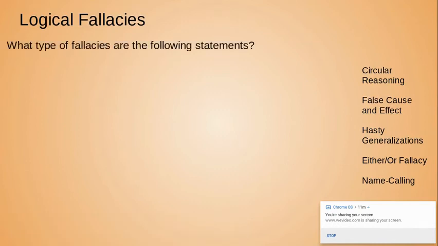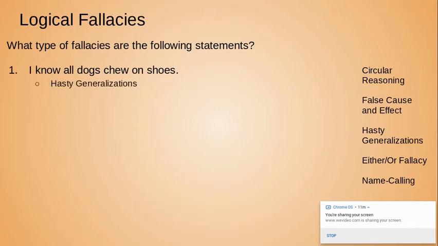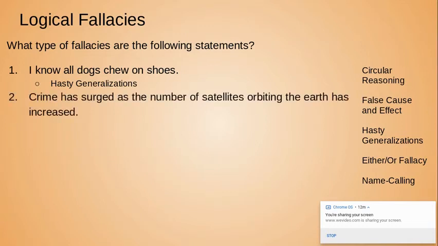Here we go. What type of fallacies are the following statements? Here we go. I know all dogs chew on shoes. If you said that's a hasty generalization, you are correct. You can't prove that all dogs chew on shoes. You have no evidence to show that all dogs chew on shoes. Yes, some dogs chew on shoes, but not all dogs, right? That is a hasty generalization.